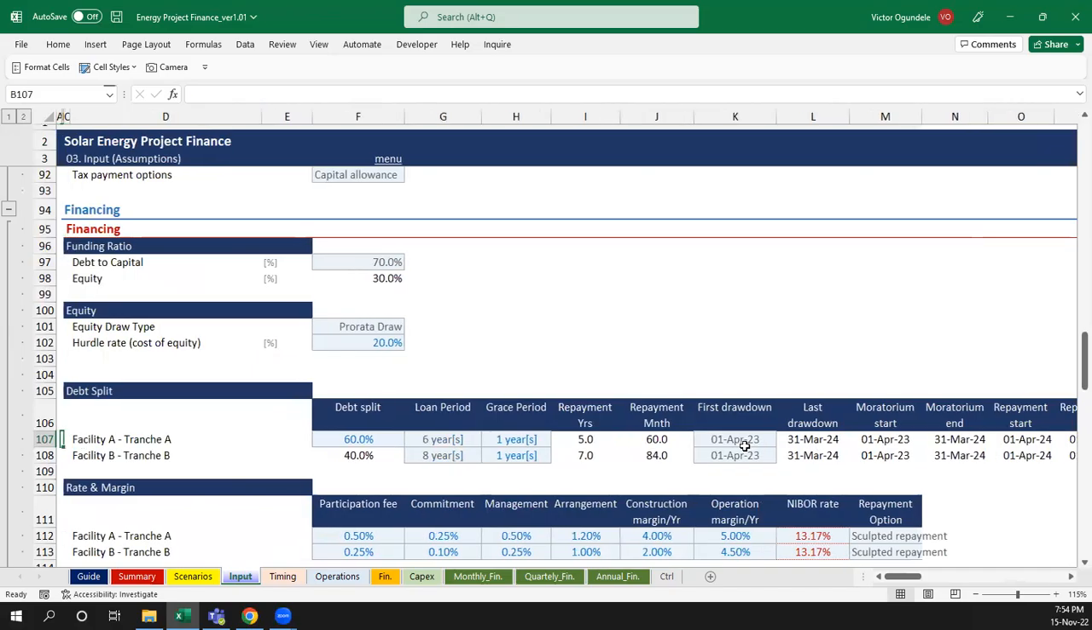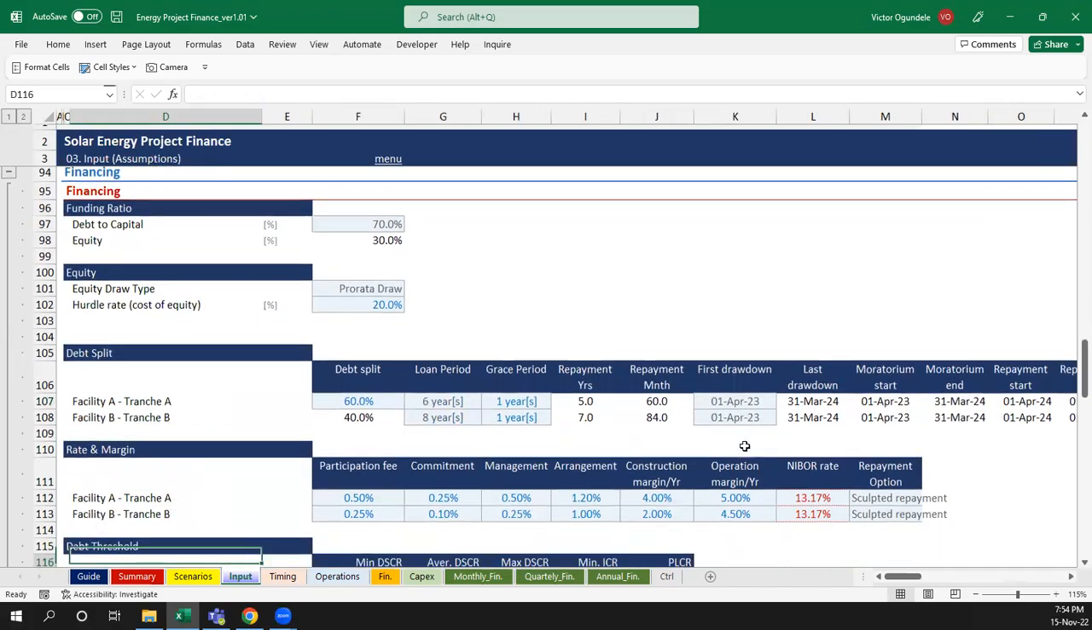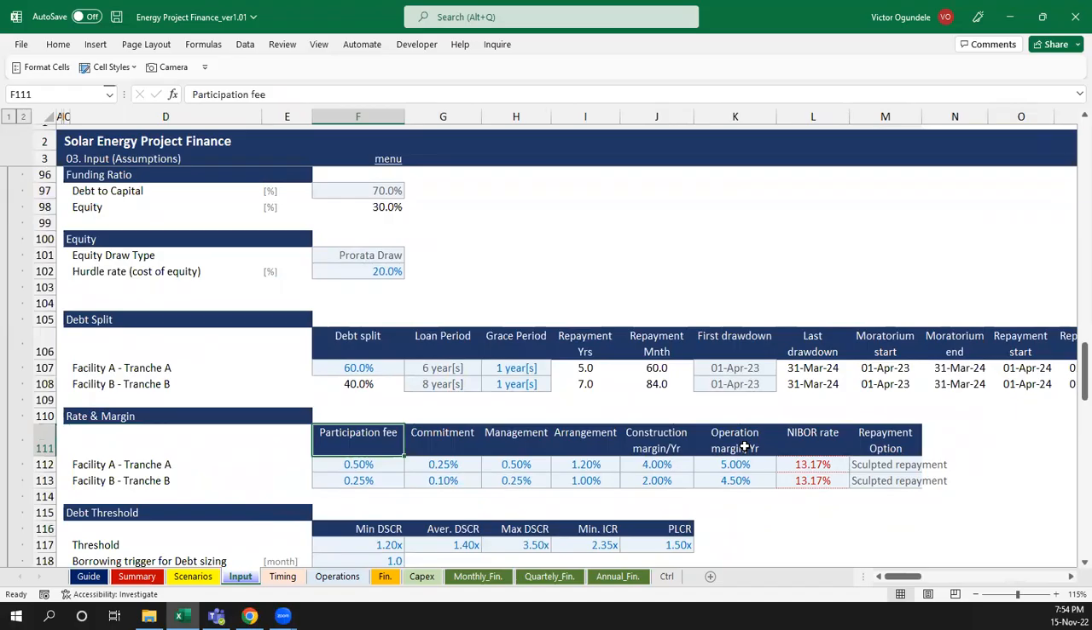That's how it works in project finance. Then you state different rates. So you can have different fees: participation fee, commitment, management, the arrangement. Those are the things that lenders also enjoy, and that makes them willing to give you as much cash.